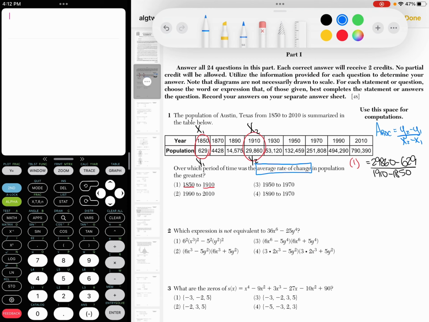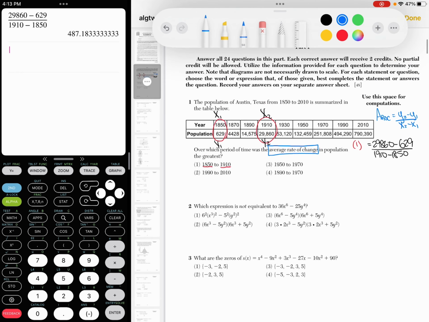Depending on your calculator, it will tell you how you're going to plug this in. If you have the 83 calculator, plug in the whole top first, then plug in the bottom. You'll have a number, and then you will divide them. If you have the 84 calculator, hit your alpha, y equals, enter to get the fraction, and then type it in. So this one's 29,860 minus 629 over 1910 minus 1850. And I got about 487, so I'm just going to write that down next to choice 1: 487.183, repeating.